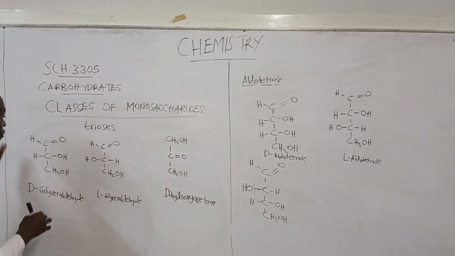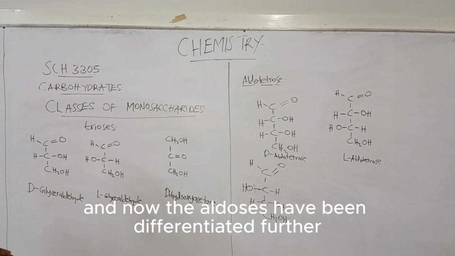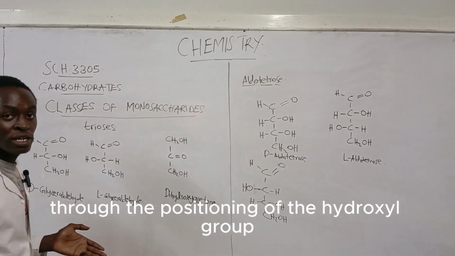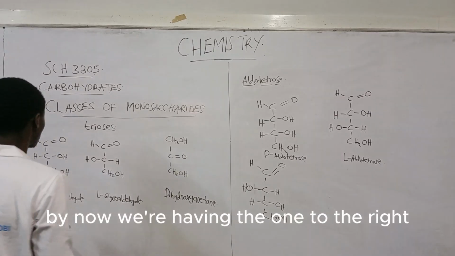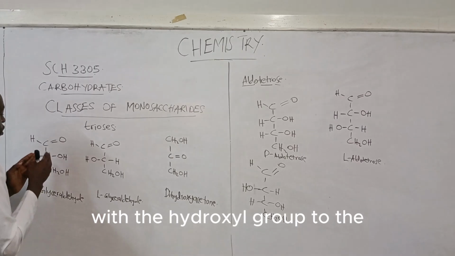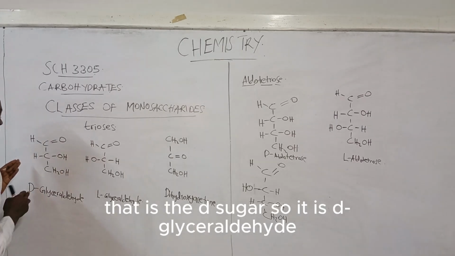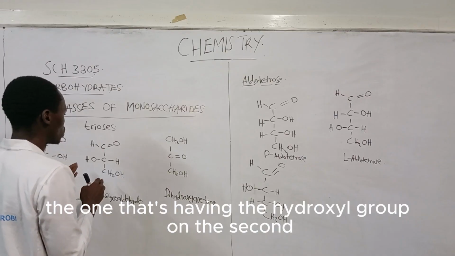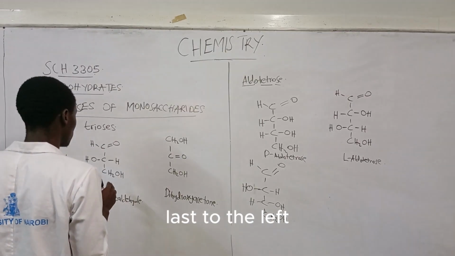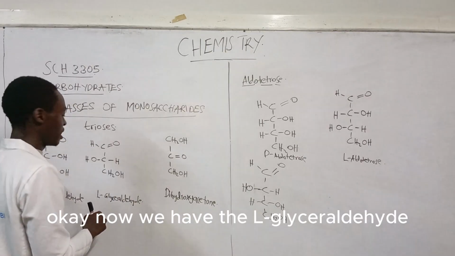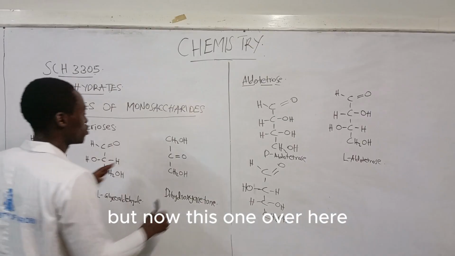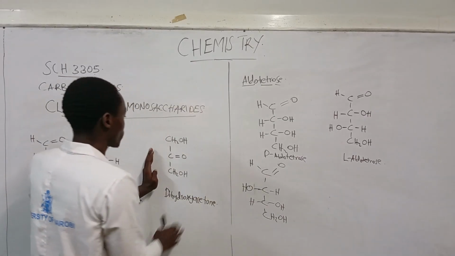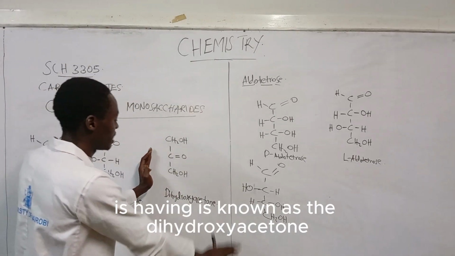And the aldoses have been differentiated further through the positioning of the hydroxyl group. The one with the hydroxyl group on the second last carbon to the right is the D sugar, so it is D-glyceraldehyde. The one with the hydroxyl group on the second last carbon to the left is known as the L sugar, so we have the L-glyceraldehyde. But this one over here, which has the ketone group, is known as dihydroxyacetone.